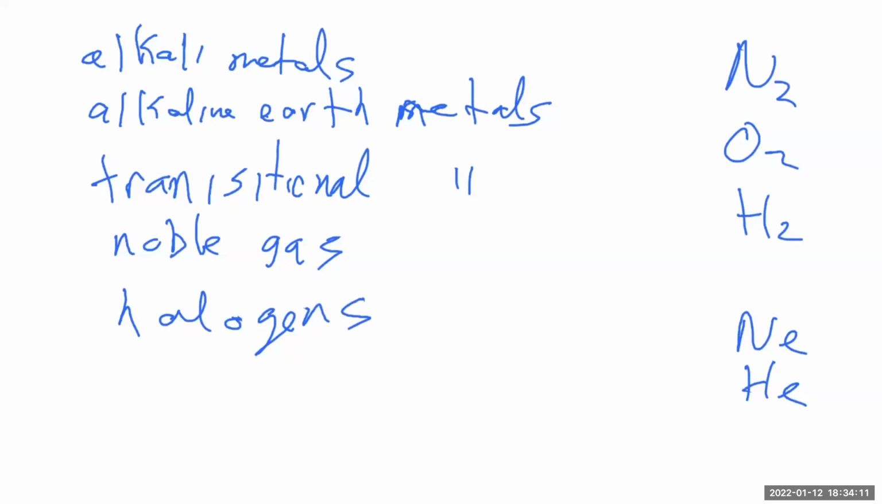So in our periodic table, the alkaline metals are always going to be +1. The alkaline earth metals are always going to be +2. The noble gases will have no charges, and the halogens are always going to be -1.